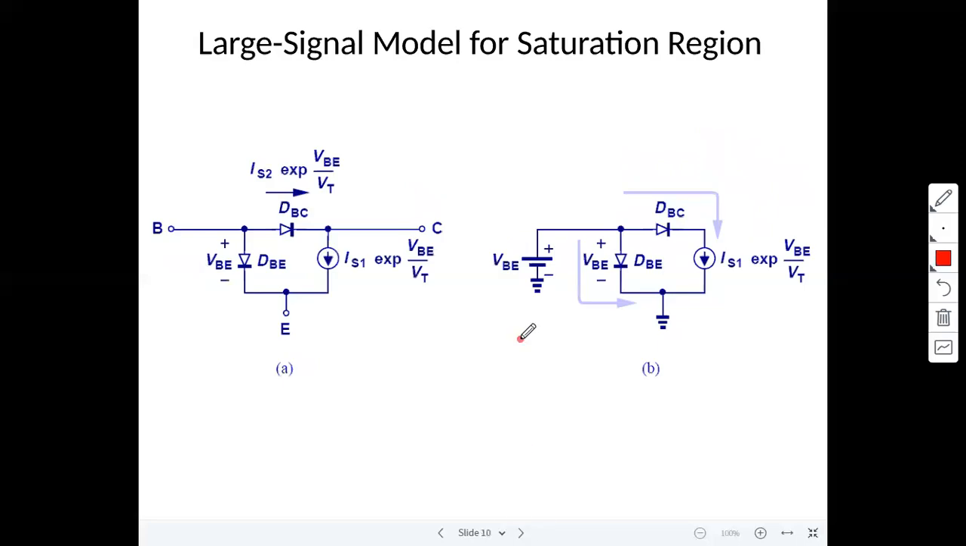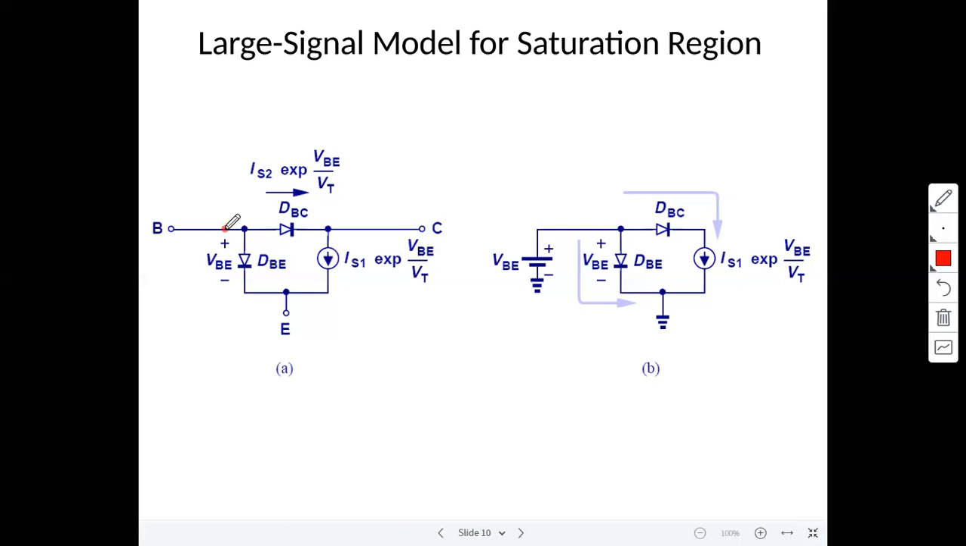Okay. This is the large signal model of saturation region. Previously in active region, there is no this diode. Only base to emitter is available. There is one diode. That diode is in forward bias, and this is open, and collector to emitter. Now, due to the collector base junction also forward bias, there exists a diode.